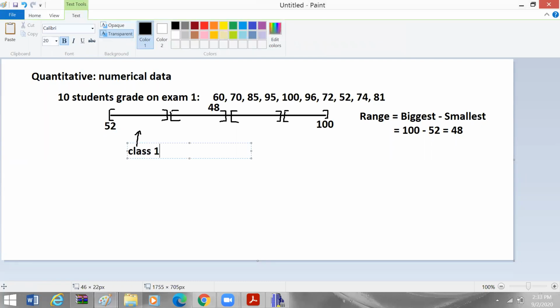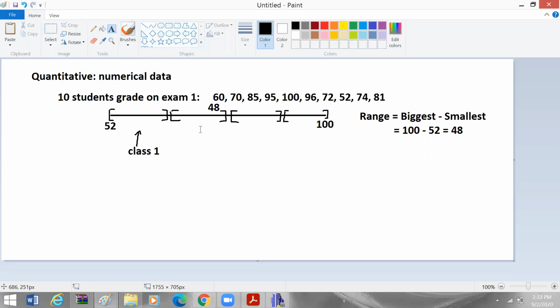And this is class number 2. And this is class number 3. And this is class number 4. Okay. So can we make it 5 classes? Yes, so we can divide it into a little bit smaller pieces, so we can have 5 equal classes, okay?